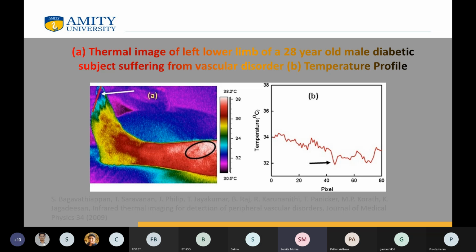Diabetic evaluation of people using thermal imaging is one of the most explored areas. You will see a lot of papers in this area, and a lot of research is going on in breast cancer detection using thermal imaging. So these are the two areas in which a lot of previous research is available.